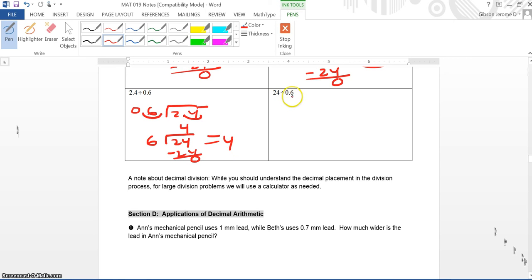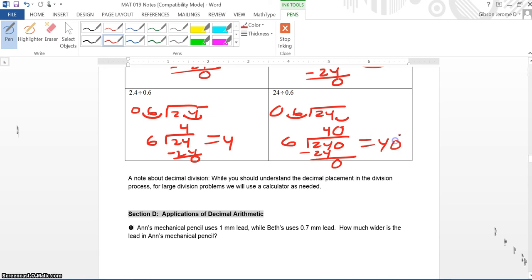Now we would take 24 divided by 0.6, so we would take 0.6 into 24. We have to move this decimal one place to the right. Now it's assumed to be a decimal here, so we have to move that decimal one place to the right. So it'll be 6 into 240. 6 goes into 24 4 times. 6 goes into 0 0 times, and we have no remainder. So our final answer here is 40.